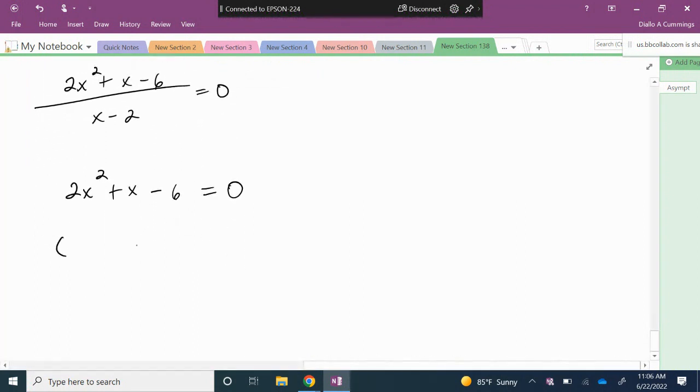Now we're going to factor. So I'm going to put 2x and x in the front, and we're going to factor this as 2x minus 3 times x plus 2.